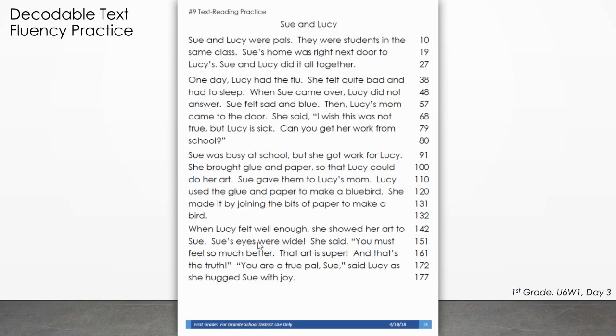When Lucy felt well enough, she showed her art to Sue. Sue's eyes were wide. She said, "You must feel so much better. That art is super, and that's the truth. You are a true pal, Sue," said Lucy as she hugged Sue with joy.